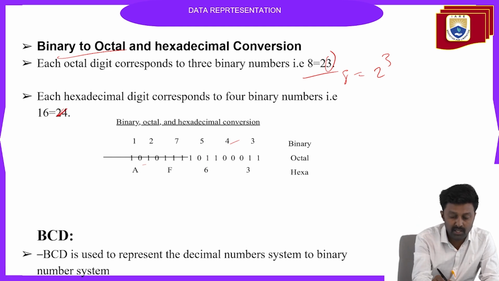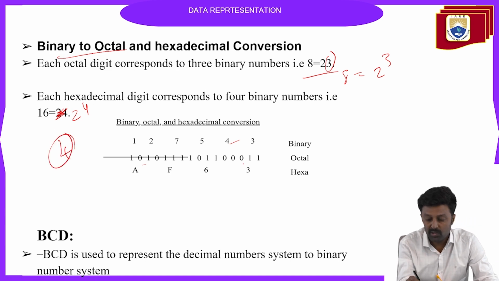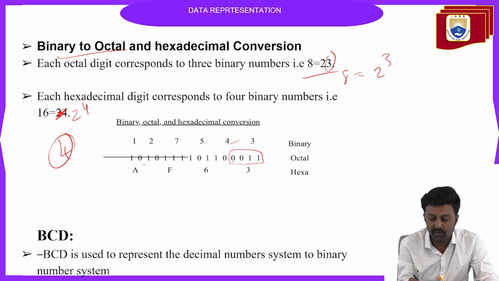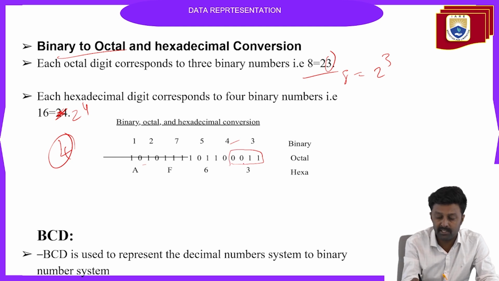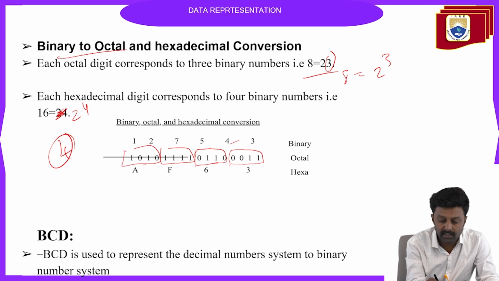That is 2 to the power of 4. So we have to group the groups of 4 here. Groups of 4. So this is the binary number. We have to group the fours here. This is the first group of 4, then this is the second group of 4. We have to make the groups of 4. This is the third one. This is the fourth one.